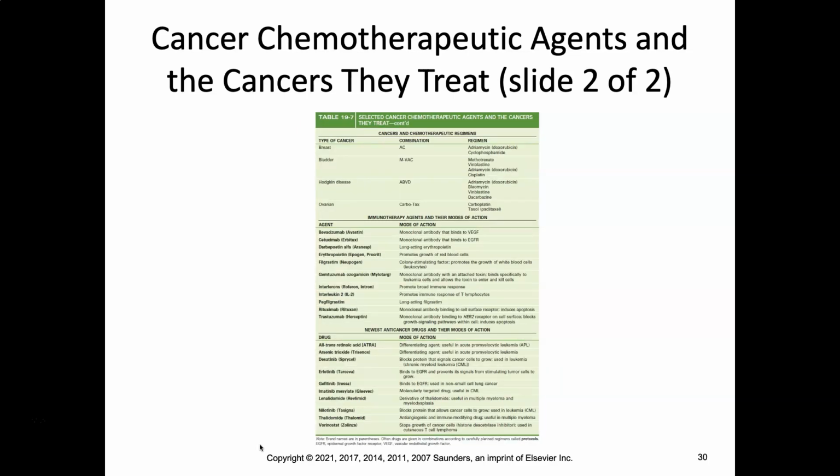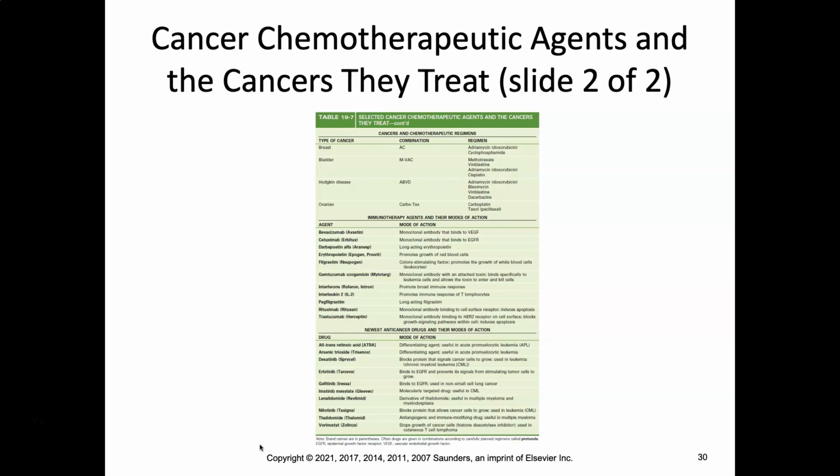And here are some more. And here it gives you some regimens. You may have heard of, oh, that person's on an ABVD regimen. Well, that's multiple chemotherapy agents used together to fight Hodgkin's disease, for example.